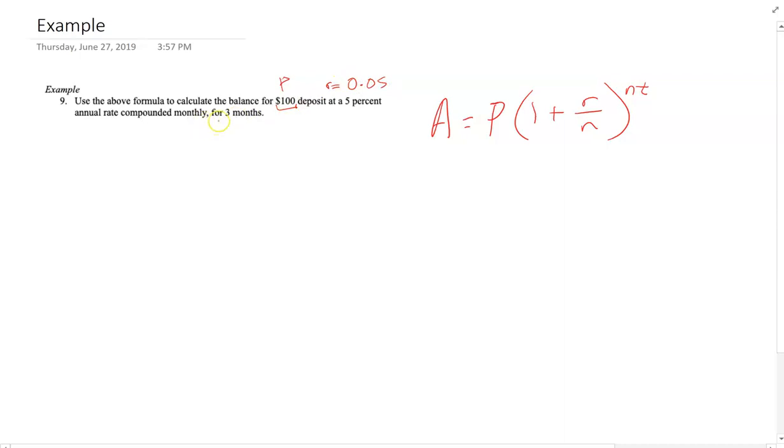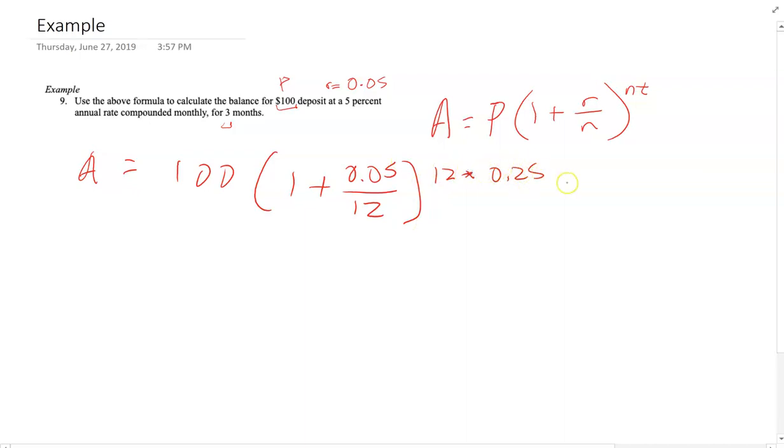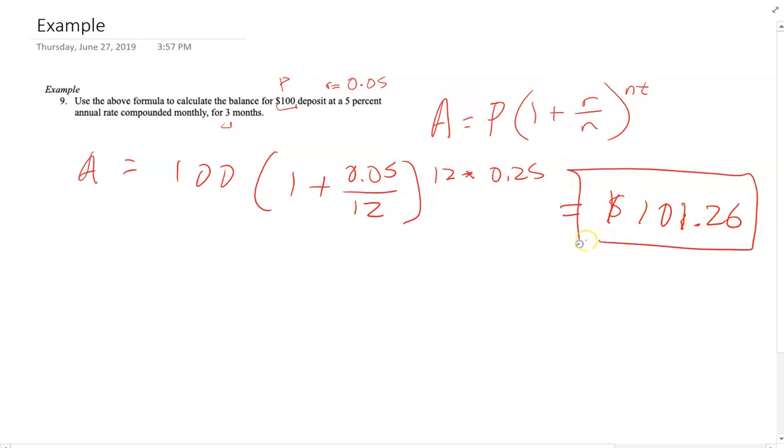And then for 3 months, you have to describe the 3 months in terms of years. So A now will be equal to 100 times 1 plus 0.05 over 12, to the power of 12, which is n again, times 0.25, that's the 3 months in terms of a year, that's 1/4 of a year. The rest is just calculator work. You plug this into your calculator and you should get 101.26, and so that is your answer, and you're done.